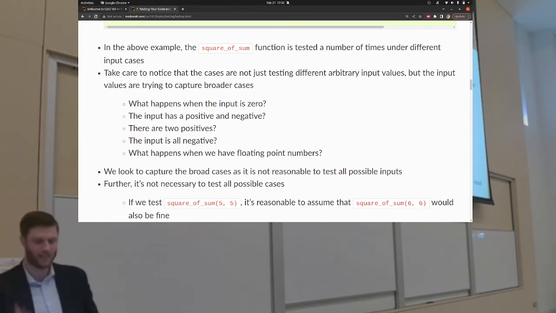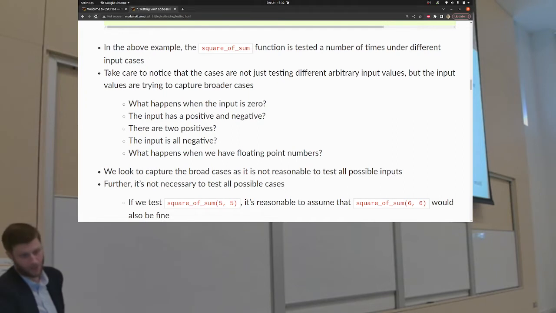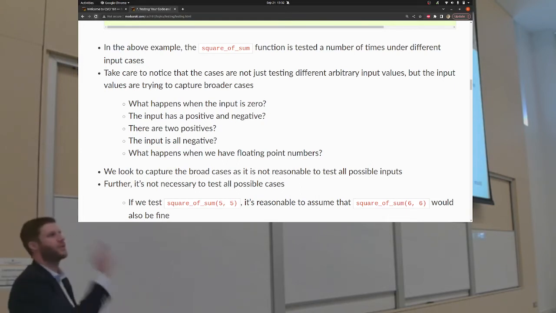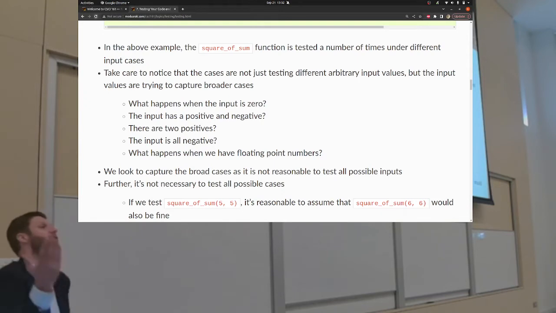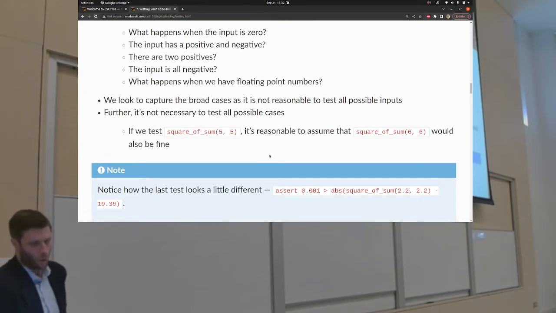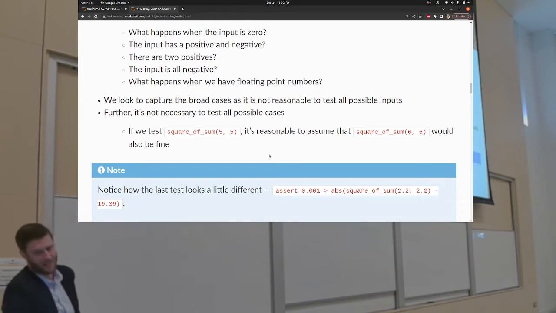All right, in the above examples, square of sum, test the number times under different input cases. And then you'll see what happens when the input is 0, positive and negative, two positive, all negative. What happens when we have floating point numbers? That was my thought process when writing these tests. What are the possible little input cases? Maybe I should have had more, maybe it was overkill, hard to say. We look to capture the broad cases as it's not reasonable to test all possible inputs, right?